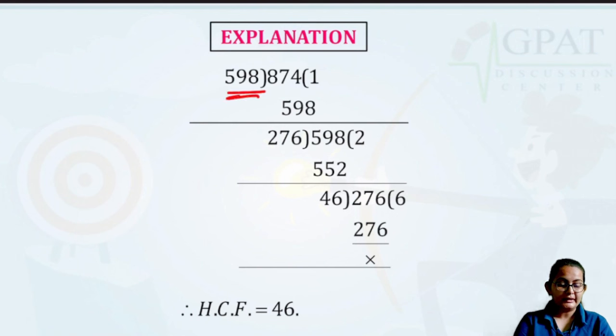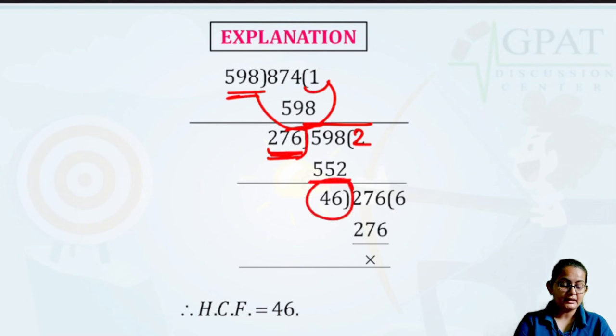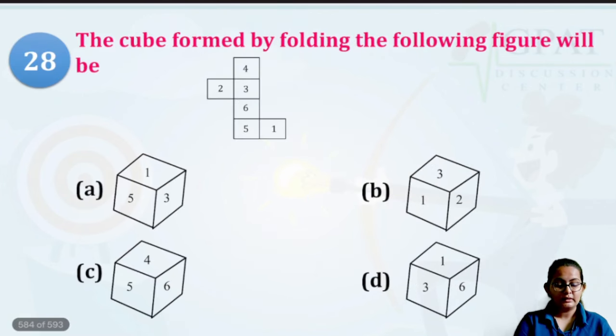598 into 1 is 598, then we get 276 as the remainder by subtracting this particular number. 276 becomes the dividend and the divisor becomes 598. Then 2 times, you can get 552, 46. By 46, all these numbers get divided, you get remainder 0 and this becomes your HCF. Okay. Then the cube. The cube formed by folding the following figure will be, this is the cube which is formed.